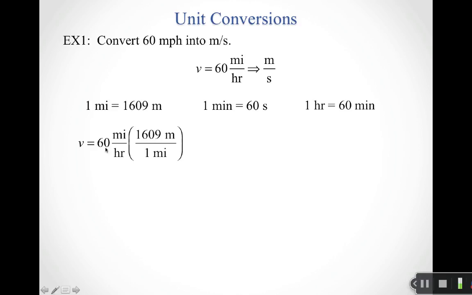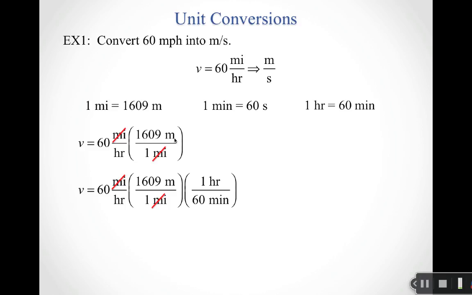Again, I'm going to start with my value, 60 miles per hour. And in this case, I've got miles on top, which means I need miles on bottom, so that those two things will cancel. So the 1 mile goes down here. The meters is left to go on top, so I'm just putting the numbers with the units.